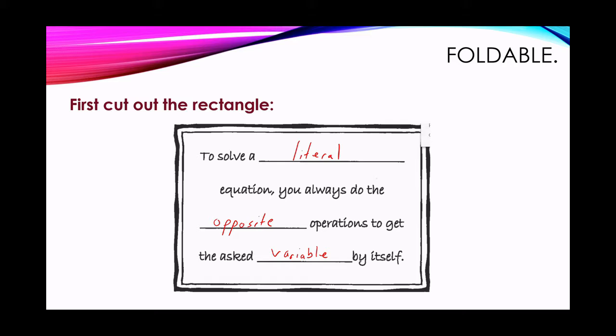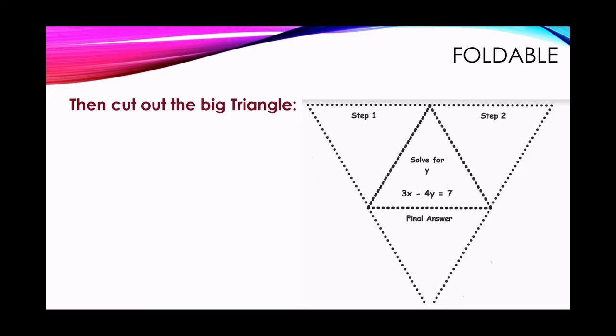All right. Now the next thing was this triangle. You're going to cut out the big triangle all around the perimeter, just like this. It should look like this in your journal. Don't glue it down just yet. And we're going to solve for y when we're given the equation 3x minus 4y equals 7.